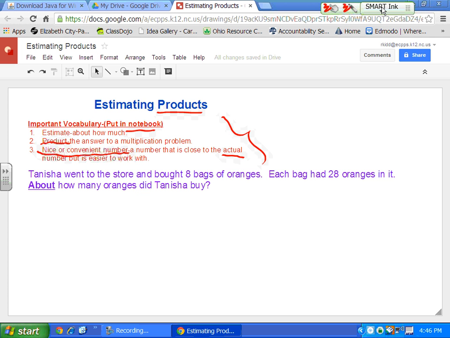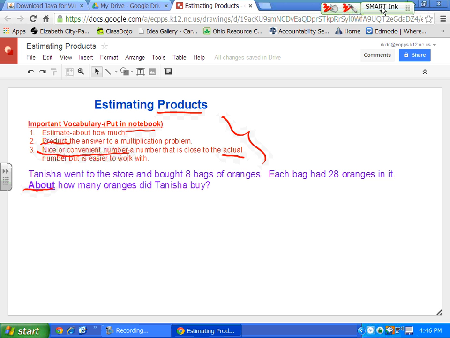It says Tanisha went to the store and bought 8 bags of oranges. Each bag had 28 oranges in it. About how many oranges did Tanisha buy? Now, as you notice, I have underlined in the question the word about. Now, they can use other words like approximately, a very fancy word, but sometimes they do that. So be on the lookout that approximately means the same thing as about. But in this case, I've just written the word about. About how many oranges did Tanisha buy?